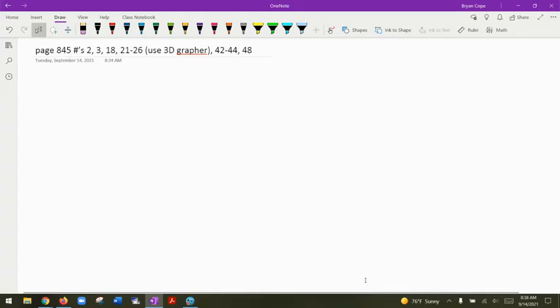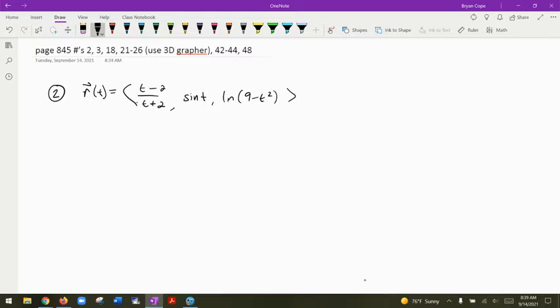Hi everyone, let's have a look at these problems from 13.1, starting with number 2, and the question asks us to find the domain of the vector function. So the vector function that's given has t minus 2 over t plus 2 as a fraction for our first component, sine t as our second component, and natural log of 9 minus t squared for our last component.